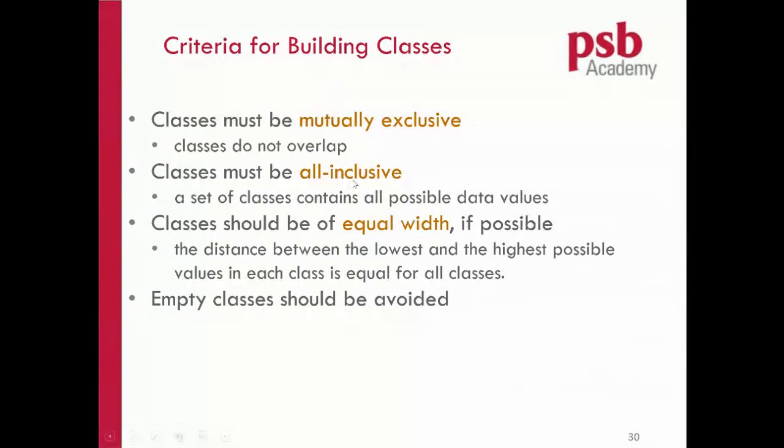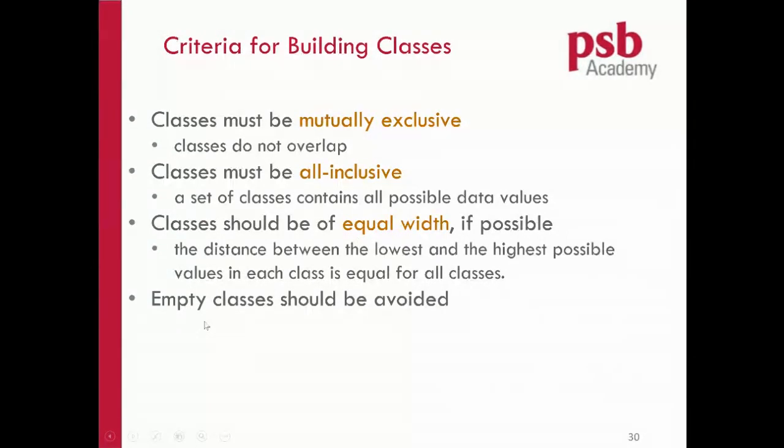And it has to be all inclusive. That means it covers all the data points that you have. Your smallest can go in, and the highest also has a class to go to, right? And the classes should be of equal size. You see just now it's 10 to under 20, 20 to under 30. So everyone is the same width.